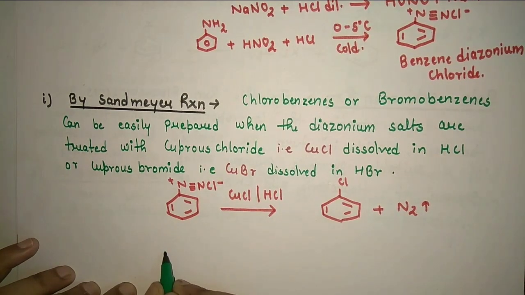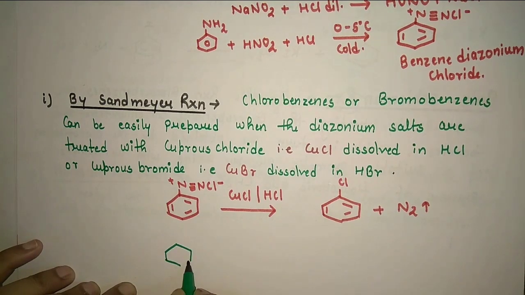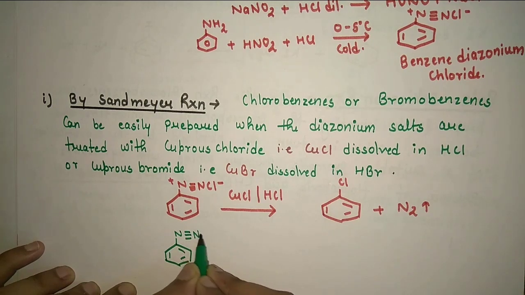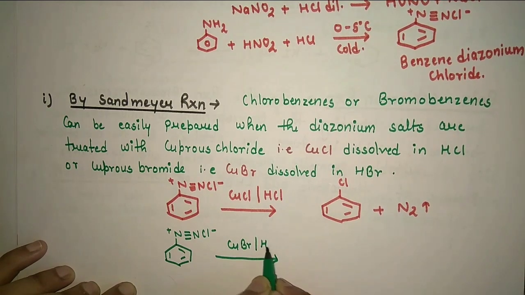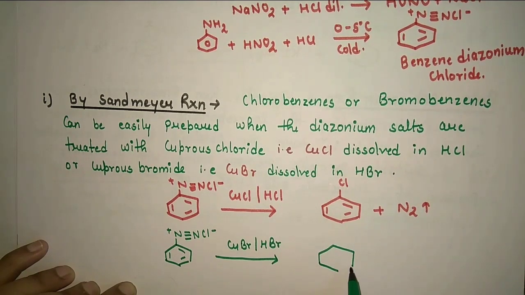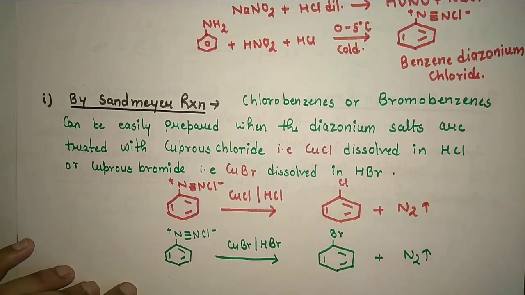Simply we have to react our diazonium salt with cuprous bromide, CuBr, in the presence of HBr. This will form the bromobenzene, and the byproduct will be N2. So this is the formation of chlorobenzenes or bromobenzenes, which can be easily prepared by the Sandmeyer reaction.